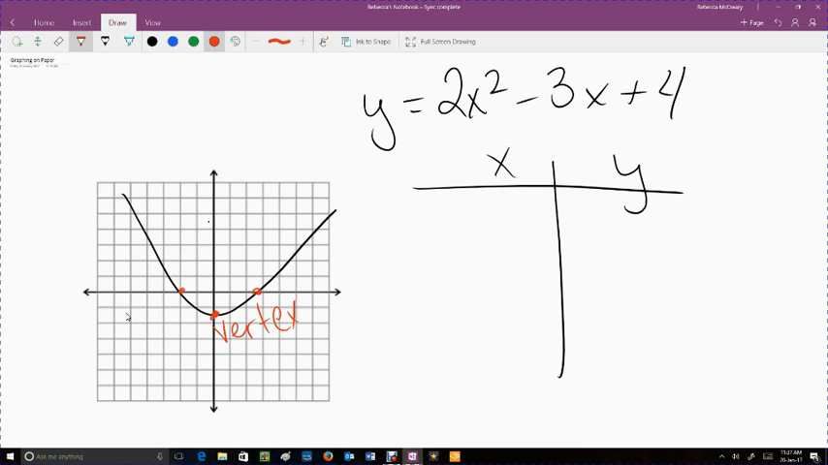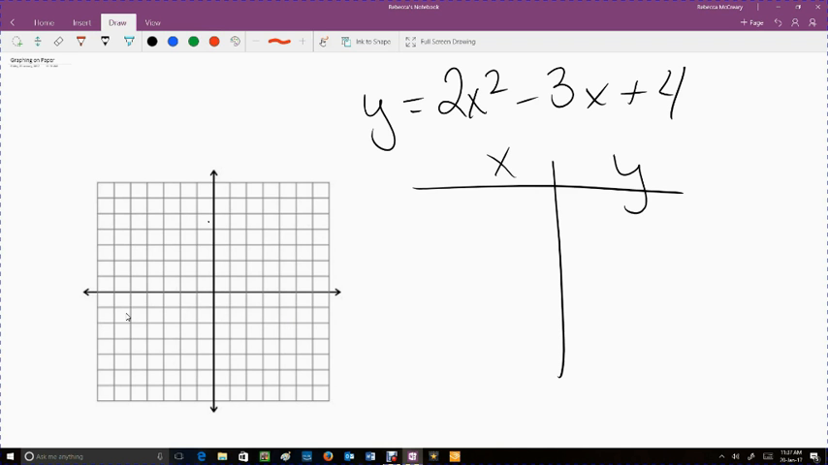The x-intercepts are pretty easy to find. You just solve the equation using either factoring or the quadratic formula, opposite b plus or minus the square root of b squared minus 4ac all over 2a. The y-intercept, just like any y-intercept on any graph, you put in 0 for x and see what you get for y.